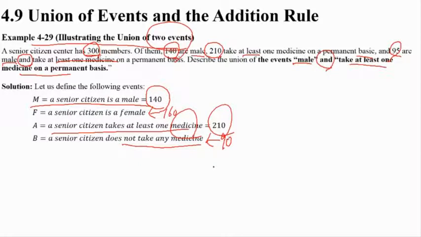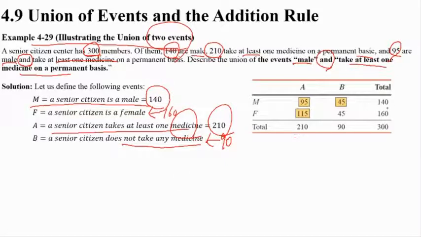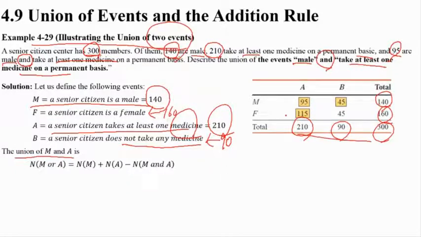So how does it look? Just like this table: male, female, total, at least one medicine, nothing, 300 people. What are we looking for? The union of M and A, where M is male and A is taking medicine. So the number of M or A is the number of males plus the number of senior citizens taking at least one medicine.